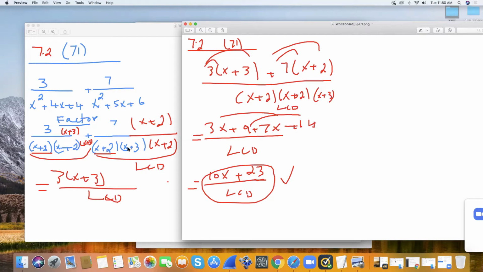So we needed to make them the same. This one didn't have x plus 3, but this one had x plus 3. That's why we multiplied this one by x plus 3. Then back to the second one. This one only had x plus 2 once and had x plus 3. It did not have x plus 2 twice. That's why we added another one here.